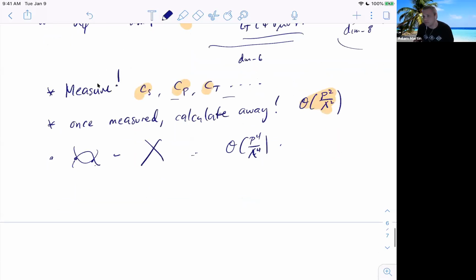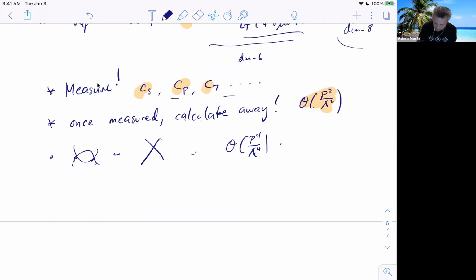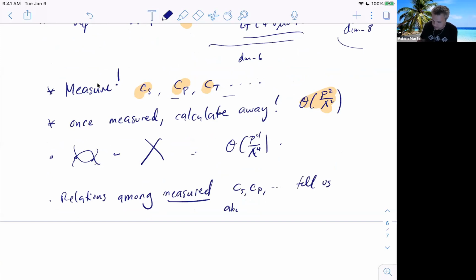And you're not stuck just measuring them. It's not like you go and measure that and you don't get anything from it. Relations tell us about the UV. All right? So if I went out and I measured and I found that CS was not equal to 0, but CP was equal to 0, CT, all those other ones are 0, hey, that's a hint. We know we could get that from matching, from integrating out a heavy scalar. So relations among those measured things tell us about the UV.